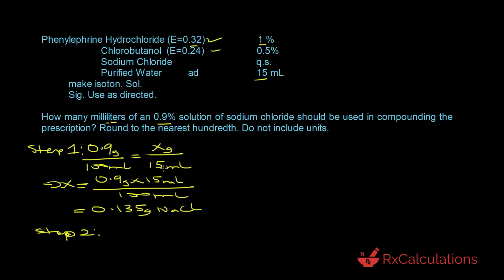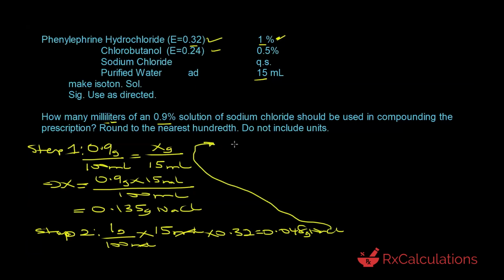All right, so we're going to do it in 2 steps. We're going to start off with the phenylephrine hydrochloride. So what that will mean is we're going to take the 1%, which is 1 gram over 100 milliliters. And we are going to multiply that by the volume we are compounding, which is 15 milliliters. So now we are in grams, and then we can multiply by the E value, which is 0.32 in this instance. So that's going to be equal to 0.048 grams NaCl.